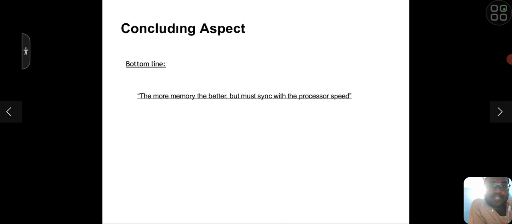The concluding aspect is that the more memory the better. It must sync with the processor speed. This is the concluding aspect.